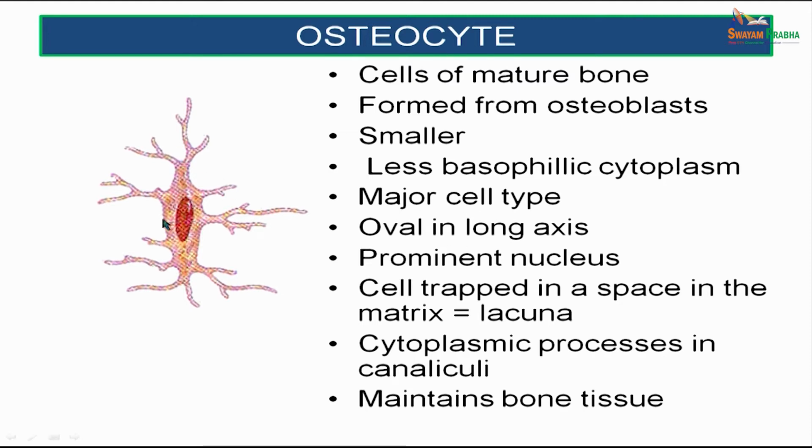They are oval in shape in the long axis. They have a prominent nucleus. These cells are found in a space called lacuna. Literally, they are trapped in a space in the matrix, and that space is called lacuna. They have cytoplasmic processes which are coming out from the main cell, and these cytoplasmic processes are present in an area called canaliculi. Their function is to maintain bone tissue.